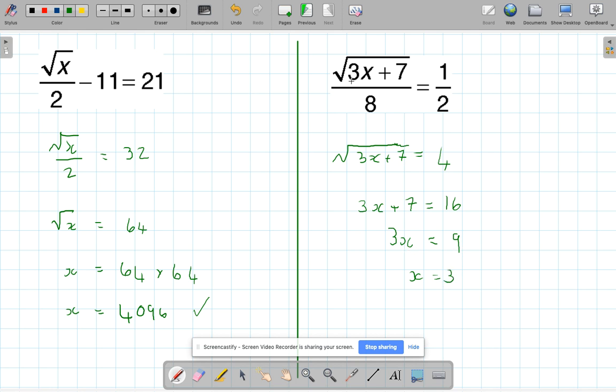Now I'm going to check it. 3 times 3 is 9. Add 7, 16. Square root 16 gives me 4. Divided by 8, I get half, 4 over 8. So that one works as well. So all these equations really are just about getting rid of the square root sign and the different ways in which we do it and the order in which we do it.